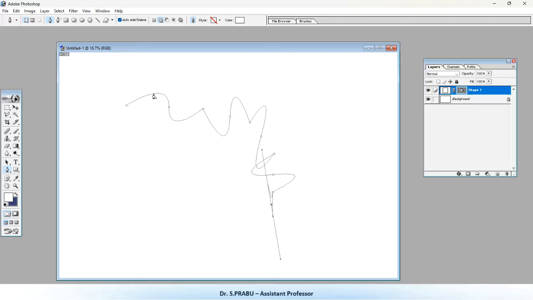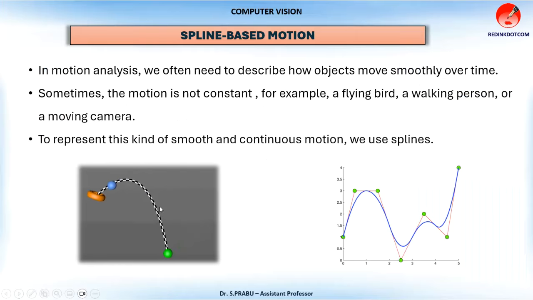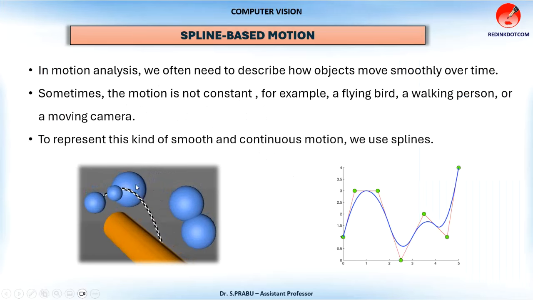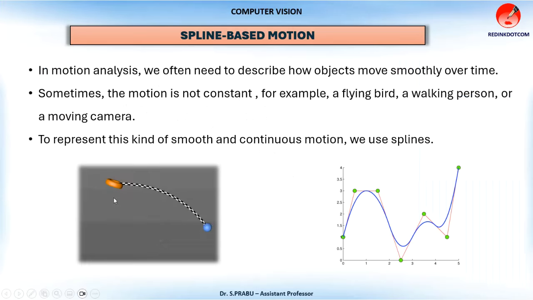Suppose I want to make this part also curved, I can create one more control point here and make it a curve. Then I can guide the particular object to move in this way. So these curves can guide how these 3D objects can be moved inside the frame smoothly.